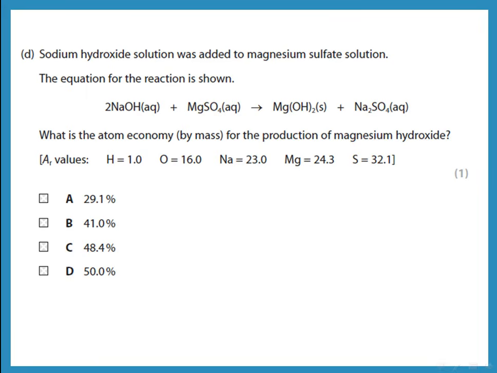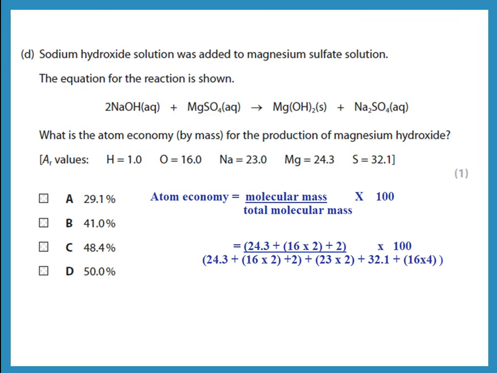Okay. The next question says sodium hydroxide was added to magnesium sulfate, and he gives me the equation, and he's asking what is the atom economy for production of magnesium hydroxide. Now, again, how do we calculate atom economy? You should remember that atom economy is the molecular mass of the substance we're talking about. So he wants atom economy of what? Of magnesium hydroxide. So atom economy will be molecular mass of magnesium hydroxide divided by the total molecular mass of all the products. That means everything after the arrow.